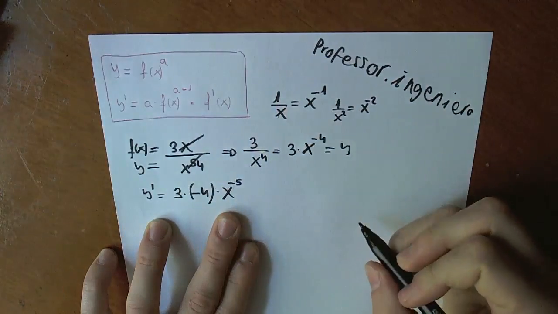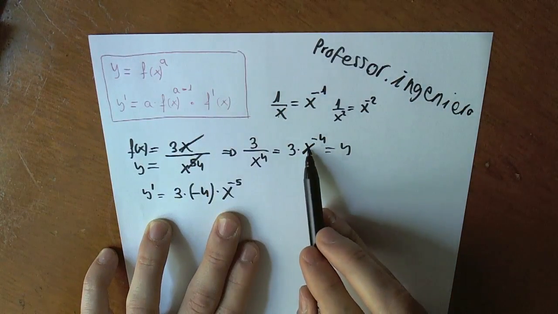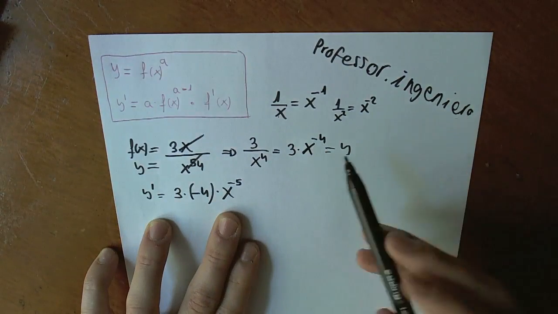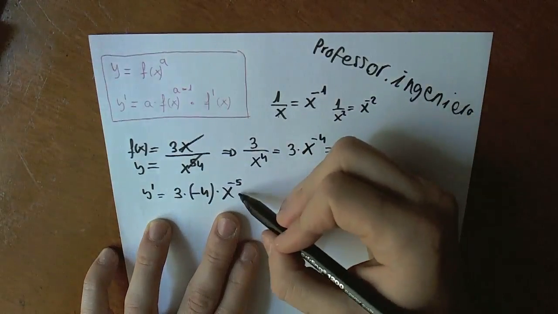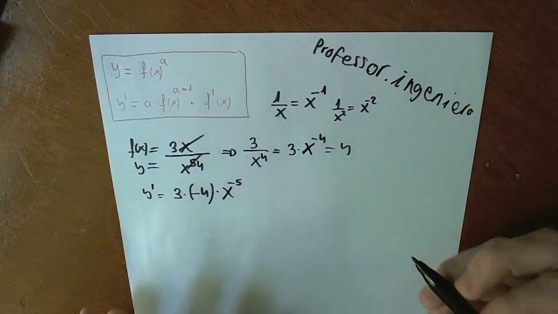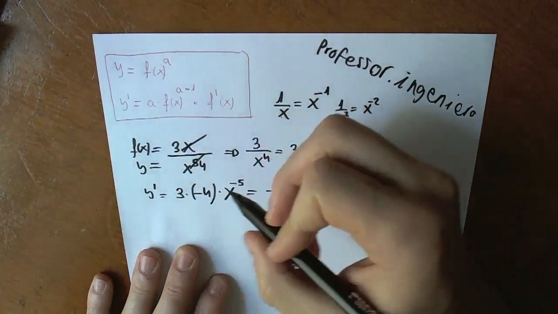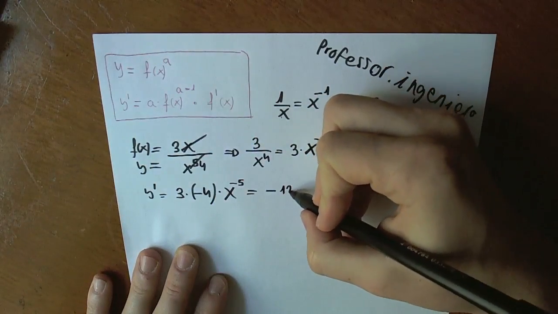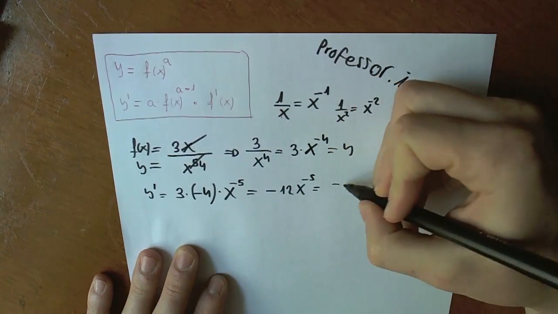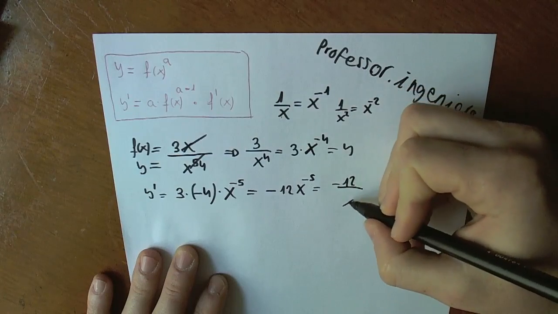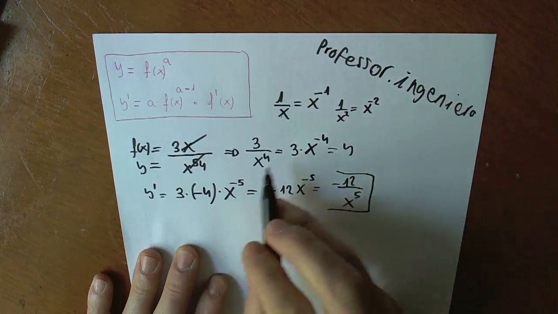And then we need to multiply by the derivative of f(x). In this case, the derivative of x, as I explained in the first video, the derivative of x is 1, so multiply by 1, we don't need to write this. This, or better, minus 3 multiplied by 4 is minus 12, x^(-5), or minus 12 divided by x^5. Okay, so this is the derivative of the first function.